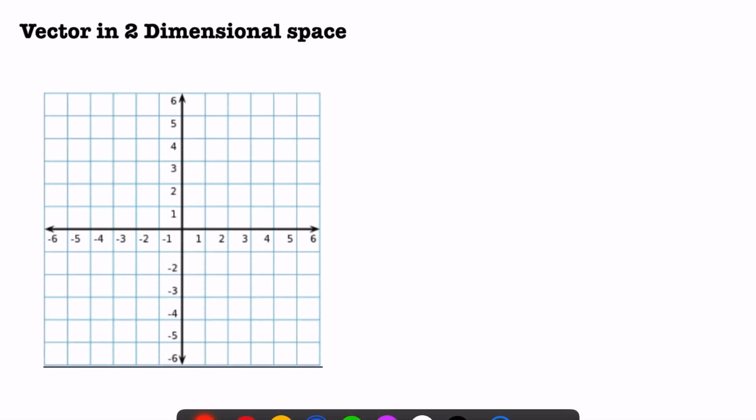Now vectors in a two-dimensional space. You have already seen vectors in two-dimensional space, but we'll see a few more properties of vectors. Consider one vector, the vector (3, 4). The vector will be 3 steps in the positive x direction and 4 steps in the positive y direction. So the vector will be this one.